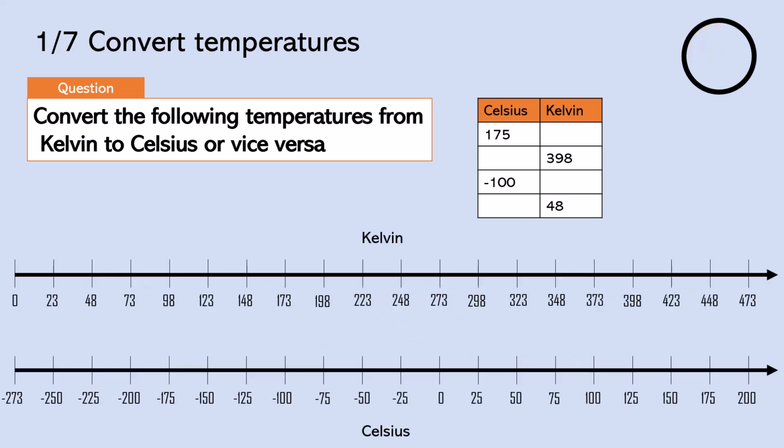Okay, let's bring up the Kelvin to Celsius converter scale. 175 degrees Celsius is 175 plus 273 equaling 448 Kelvin. 398 minus 273 is 125 degrees Celsius. Minus 100 plus 273 is 173 Kelvin. And finally, 48 minus 273 is minus 225 degrees Celsius.